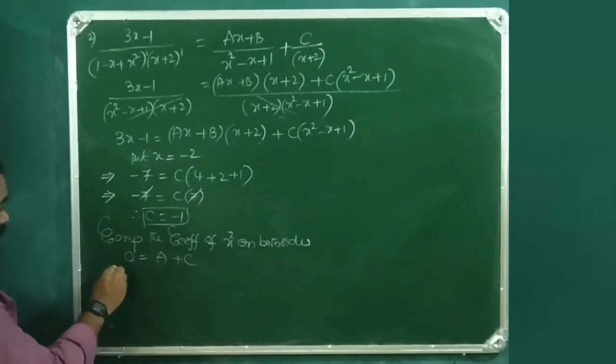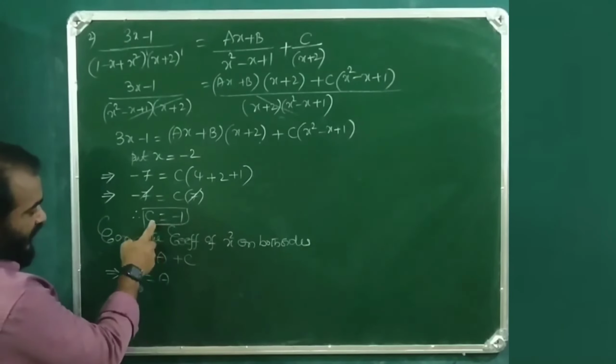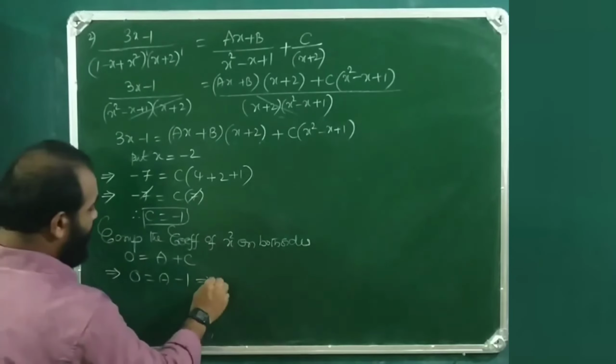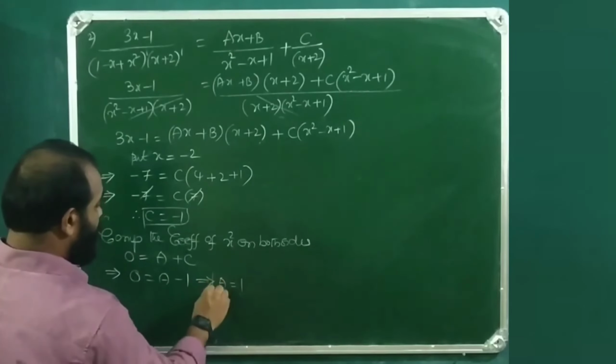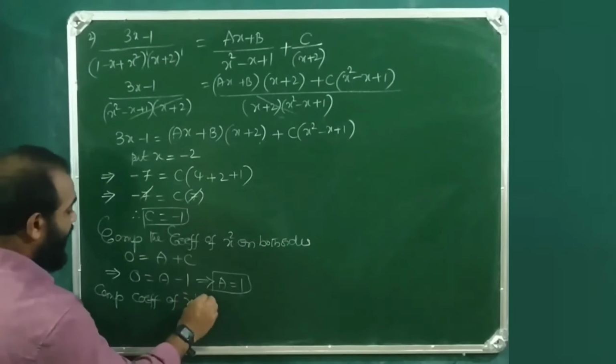Now 0 equals a plus c. The value of c is minus 1. So a minus 1 equals 0. From this, a equals 1. Now comparing the coefficient of x on both sides.